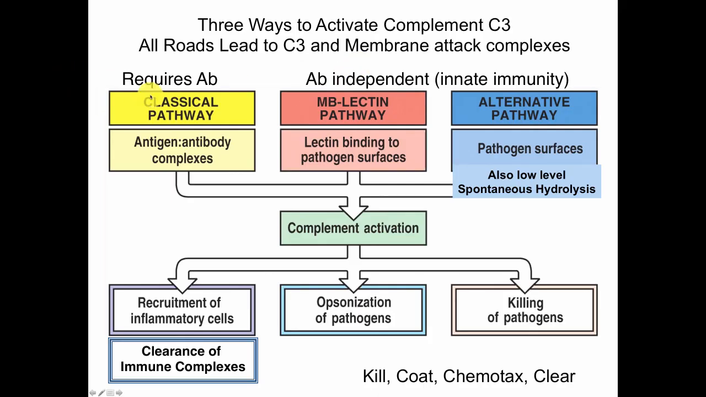So the classical pathway of complement activation depends on antibody interacting with antigen, which in turn can activate complement. But the lectin pathway and the alternative pathway are independent of antibody, so they're antibody independent and would fit better with an innate immune function. But regardless of the way you activate complement, the end result is the same. You activate the effector functions of complement, which really can be summarized here: recruitment of inflammatory cells, opsonization of pathogens, and killing of pathogens.